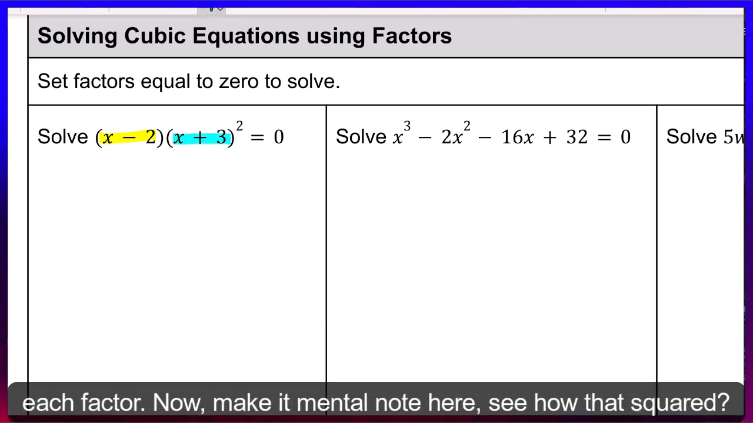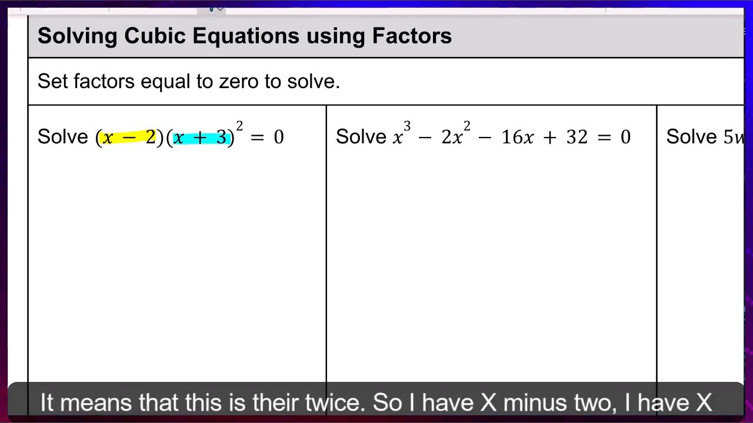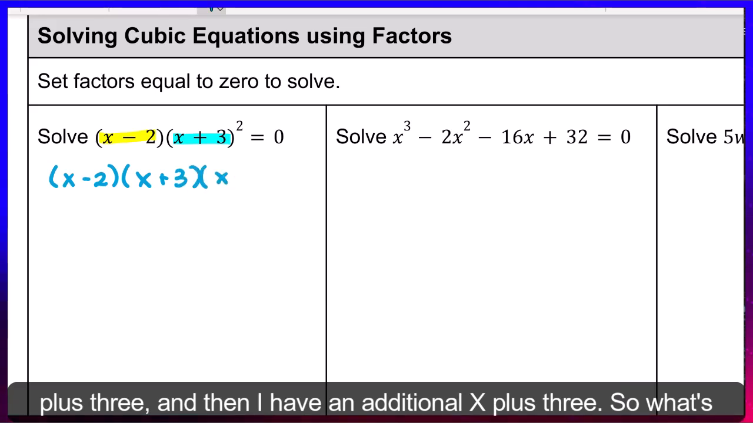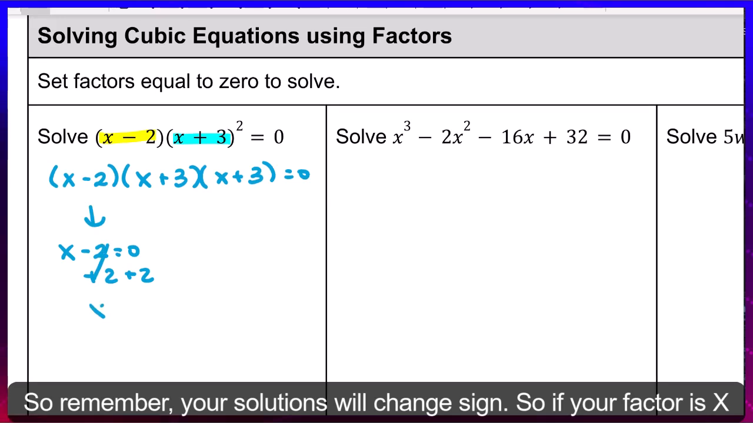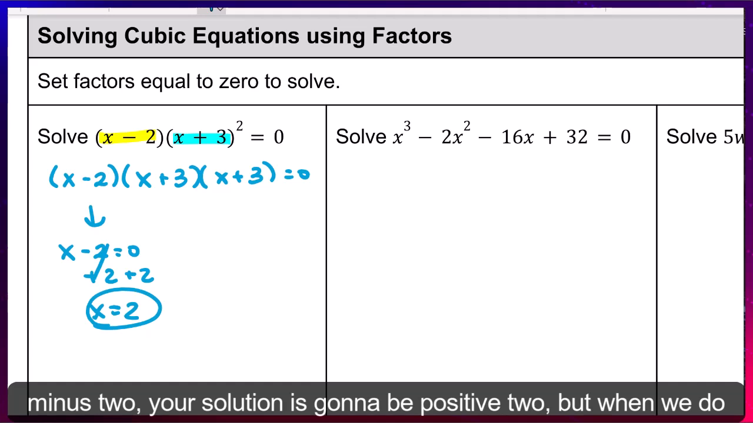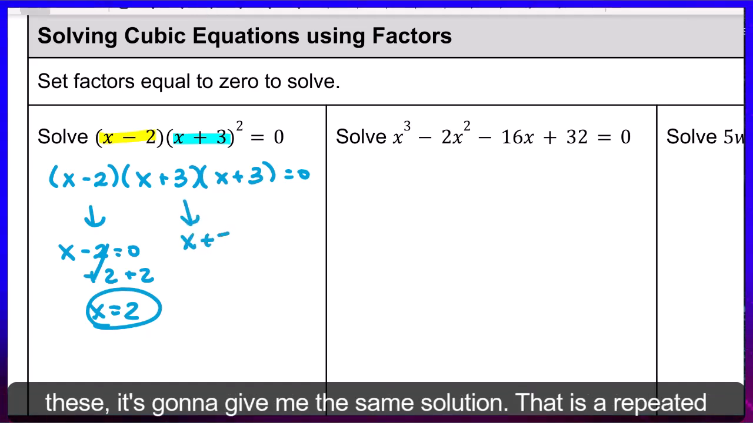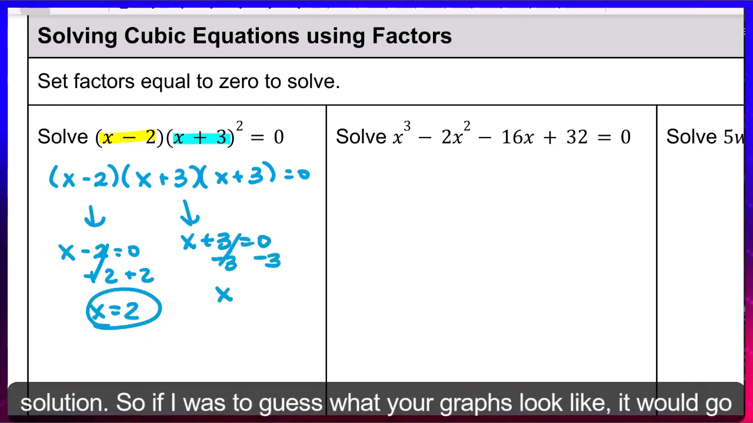Now, make a mental note here. See how that's squared? It means that this is there twice. So I have x minus 2. I have x plus 3. And then I have an additional x plus 3. So what's going to happen is this yellow one is going to give me one solution. So remember, your solutions will change signs. So if your factor is x minus 2, your solution is going to be positive 2. But when we do these, it's going to give me the same solution. That is a repeated solution.